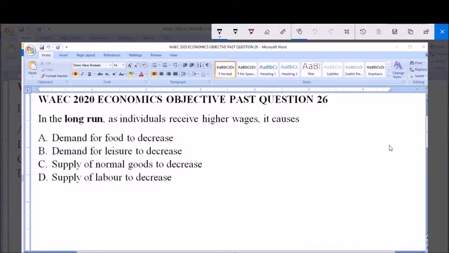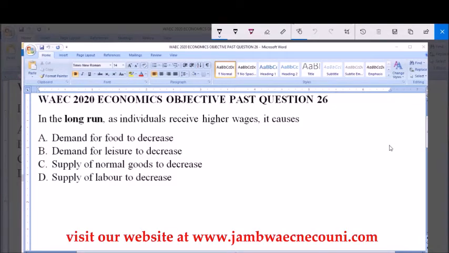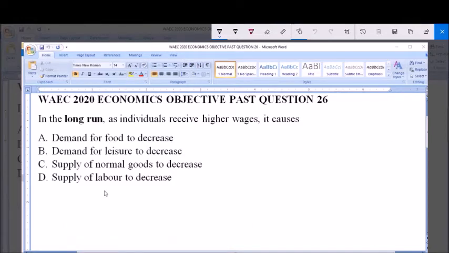In the long run, as individuals receive higher wages, it causes: A. demand for food to decrease. B. demand for leisure to decrease. C. supply of normal goods to decrease. D. supply of labor to decrease. So we are asked for the effect of higher wages in the long run.